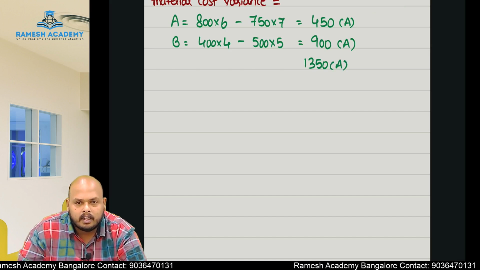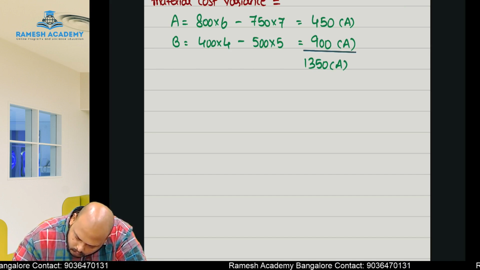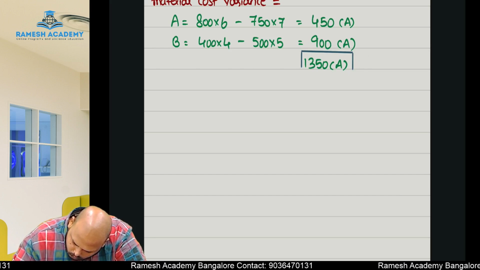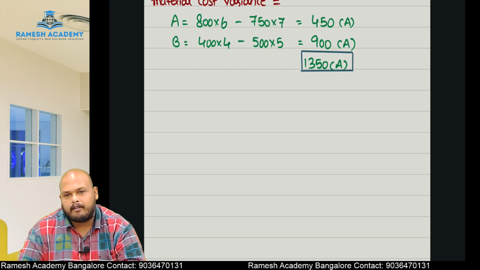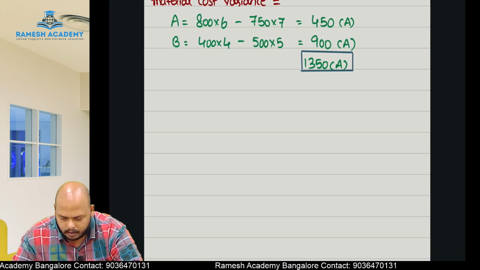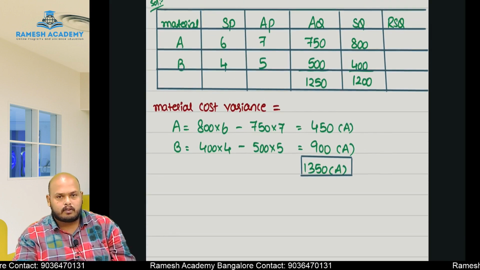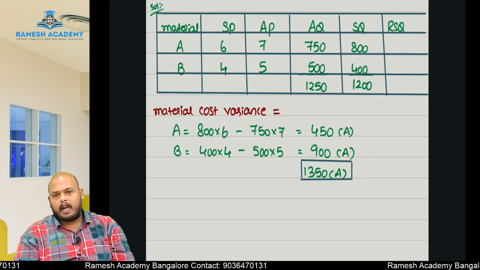How much adverse? 1350 adverse. Now this 1350 adverse is due to two reasons. What are those reasons? One is due to quantity, another one is due to price.